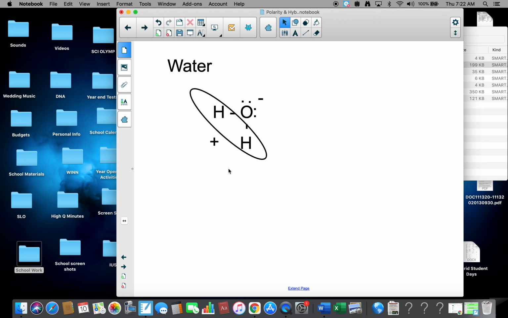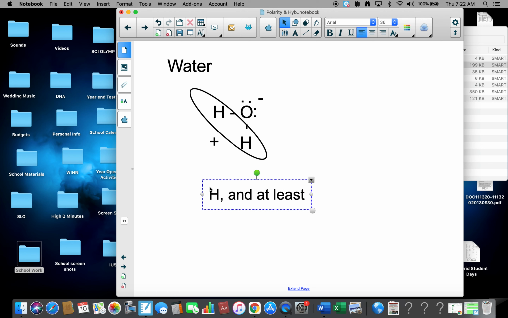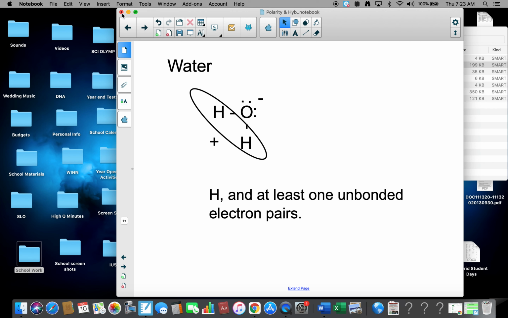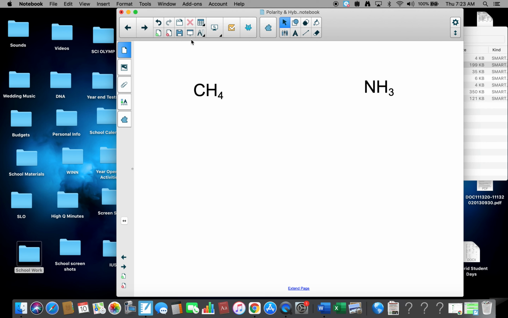To have a polar bond, you have to have hydrogen and at least one unbonded electron pair. Okay. All right. So here's some examples. We'll do these in class.